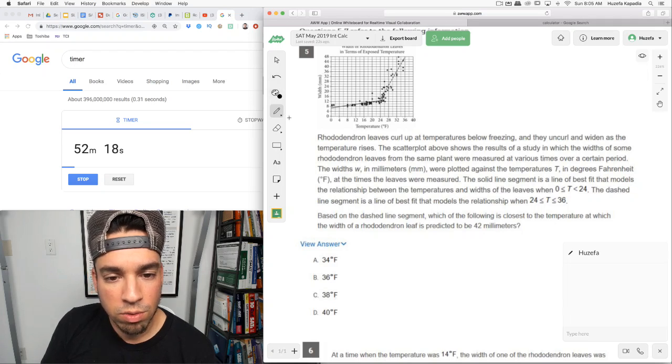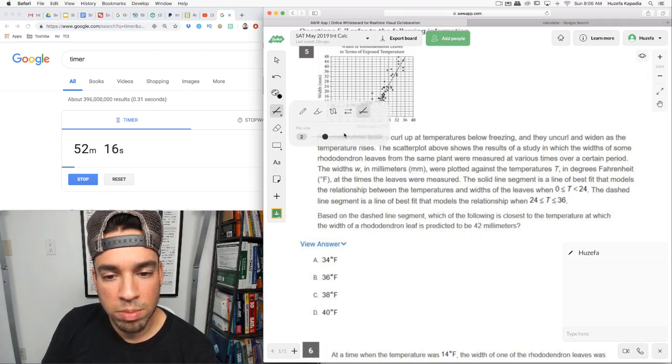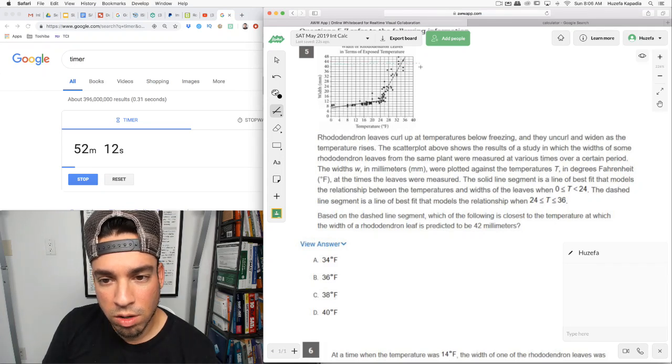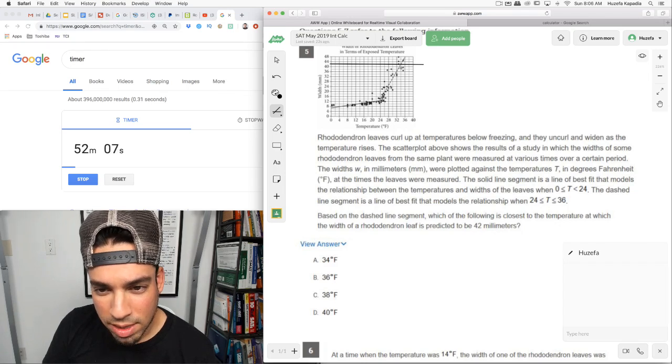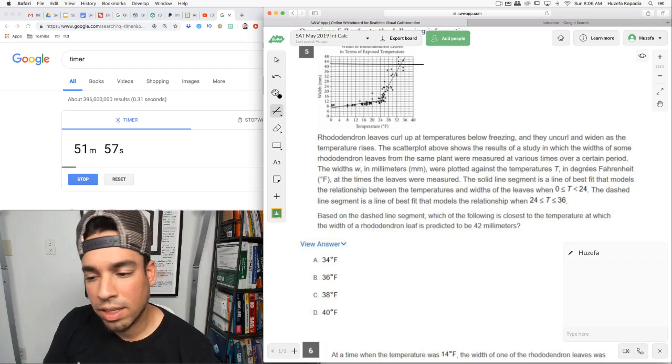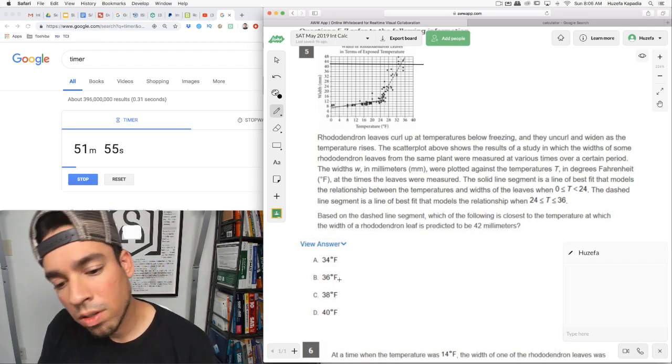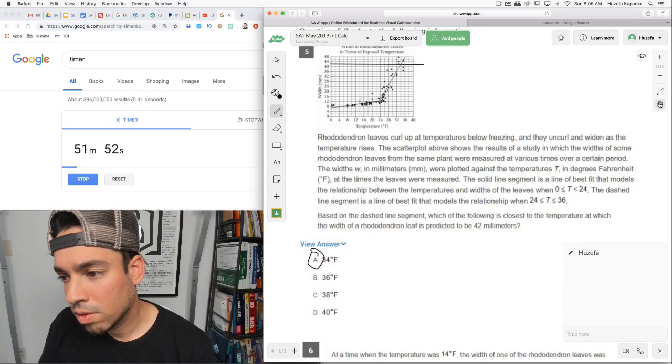Okay, here's 42. Let's make it thinner. Right across there, and I'm hitting it right at that point, which is 34. You see that? That's the point that it hits it. Boom. Right in those crosshairs. So it looks like it's 34 degrees. All right, next.